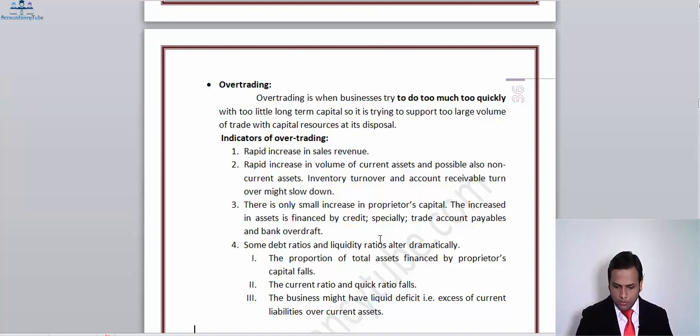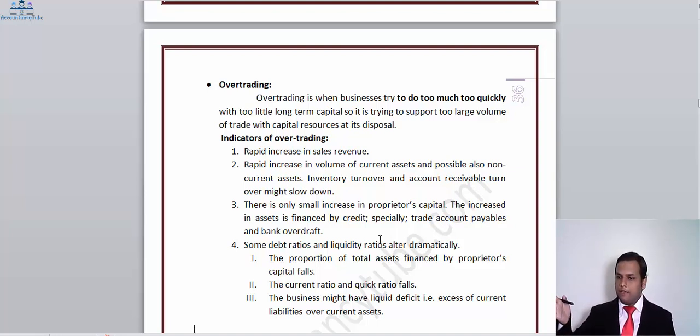Then there is only a small increase in proprietary capital. The increase in assets is financed by credit, especially trade accounts payable and bank overdraft. Obviously the net profit figure we arrive at goes to the reserve, and that reserve is utilized to fund our next year with more money at our disposal. So what happens in this area is that there is only a small increase, since we don't have enough to sustain the amount of capital that is needed to fund that kind of massive demand, to produce those kinds of products.